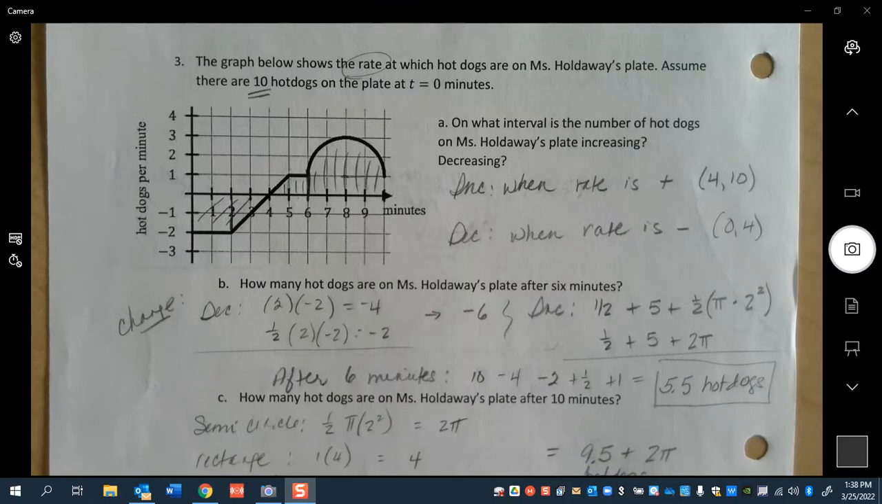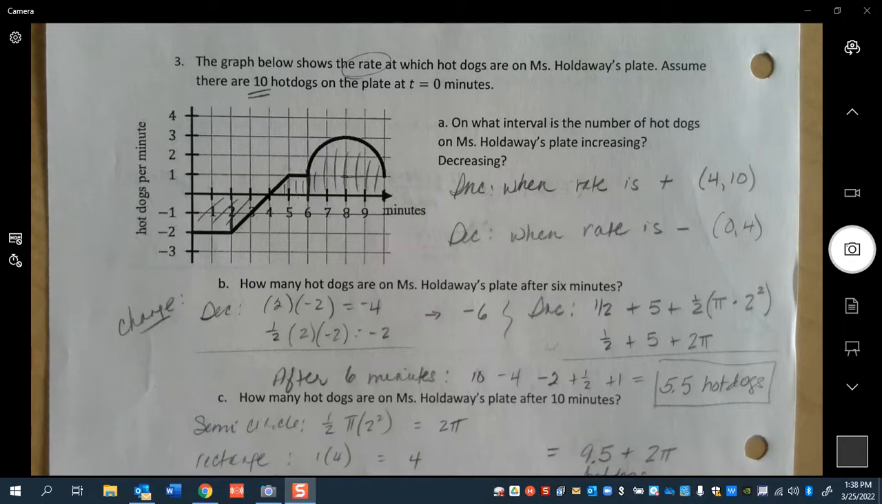So I guess Miss Holdaway likes hot dogs, I don't know. So the graph below shows the rate at which hot dogs are on Miss Holdaway's plate. Assume she starts with 10 hot dogs. It's a lot of hot dogs. At 0 minutes. So where is the number of hot dogs increasing? And where is the number of hot dogs decreasing?